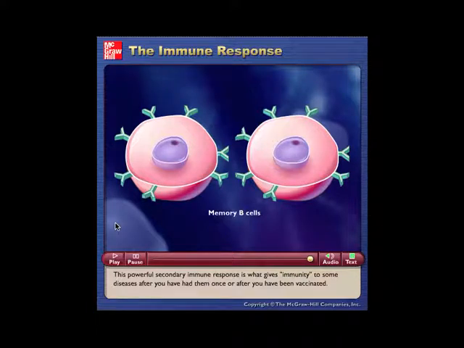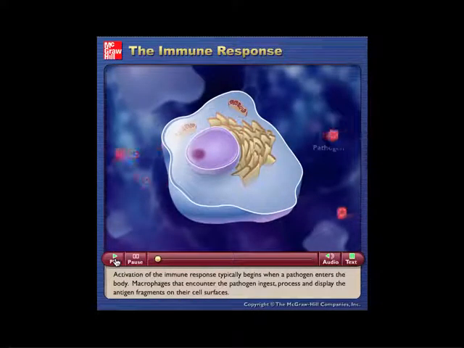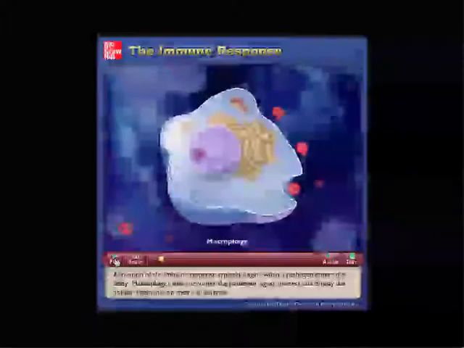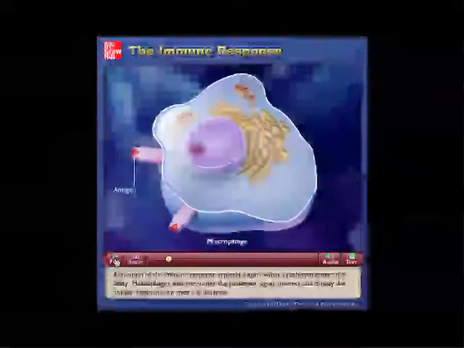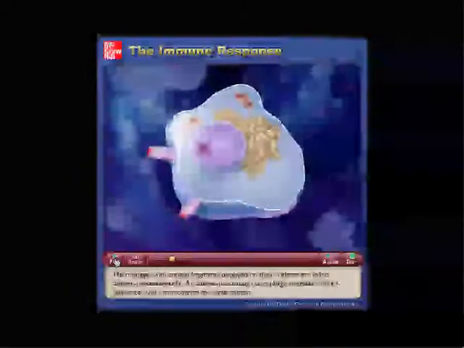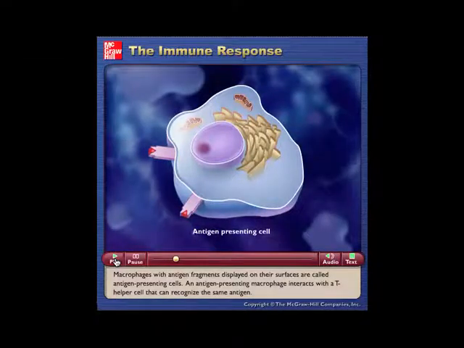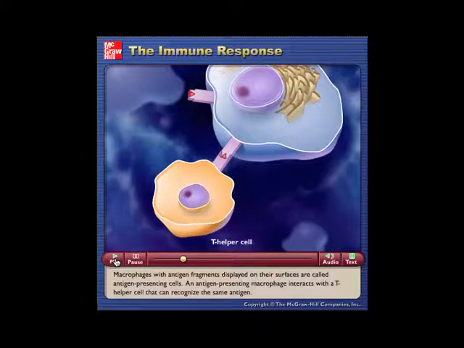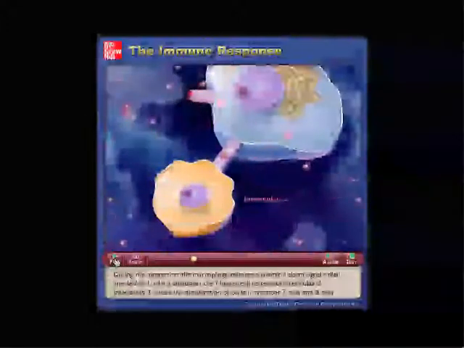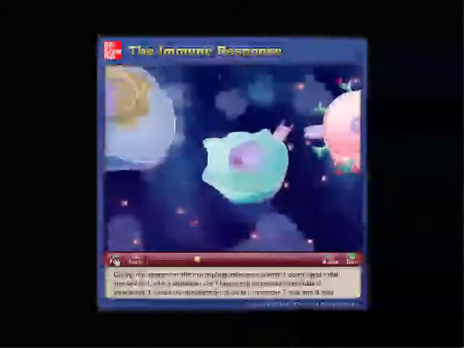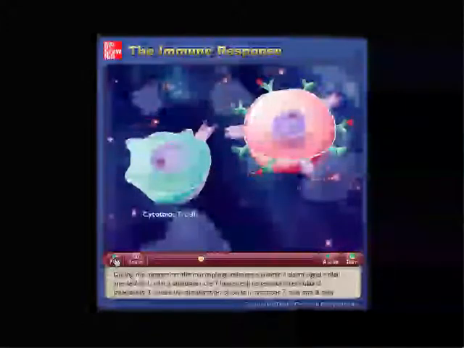And now a summary of the entire immune response. Hopefully this one helps pull it together for you. Activation of the immune response typically begins when a pathogen enters the body. Macrophages that encounter the pathogen ingest, process, and display the antigen fragments on their cell surfaces. Macrophages with antigen fragments displayed on their surfaces are called antigen-presenting cells. An antigen-presenting macrophage interacts with a T helper cell that can recognize the same antigen. During the interaction, the macrophage releases a chemical alarm signal called interleukin-1, which stimulates the T helper cell to secrete interleukin-2. Interleukin-2 causes the proliferation of certain cytotoxic T cells and B cells.